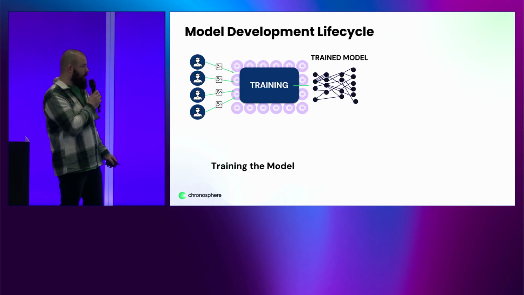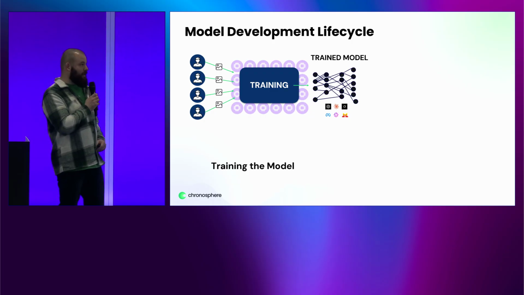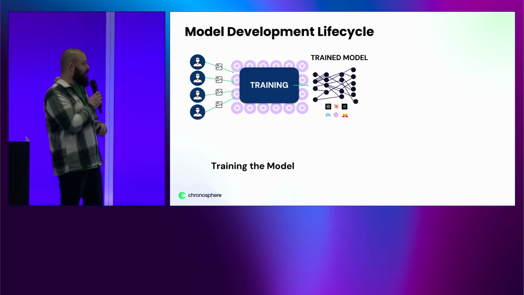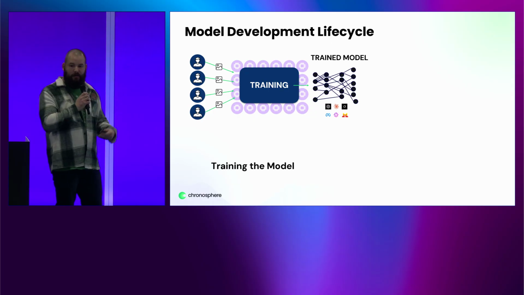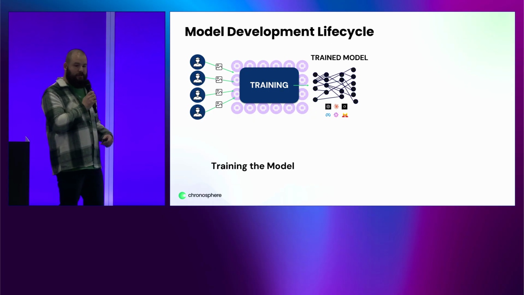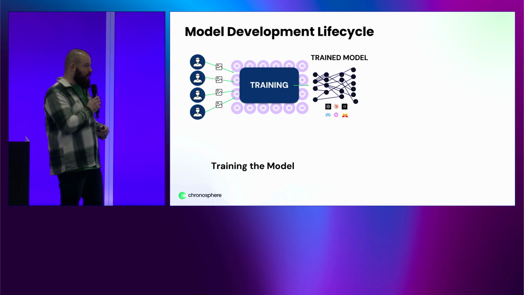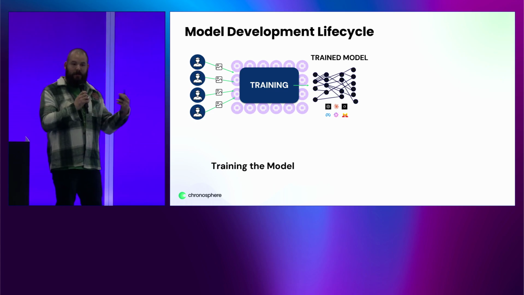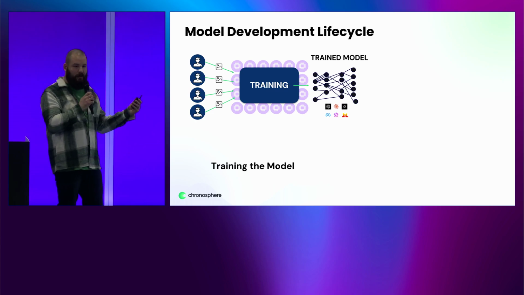A quick overview before we get into the observability side of the standard model development lifecycle. I'm definitely trivializing it a little bit here, but we're taking large data sets, putting that into a large compute infrastructure with GPU accelerators, and running distributed training jobs in that infrastructure with the goal of producing a trained model that we can then put out into the wild and get value from.